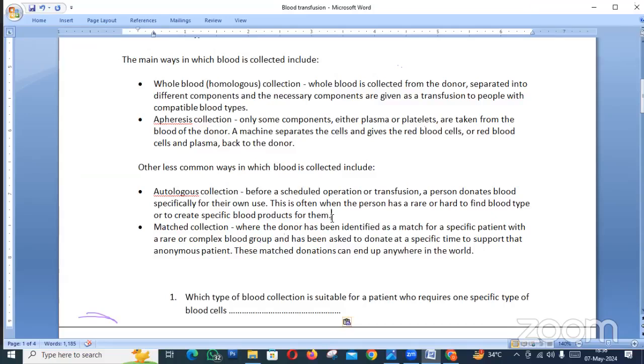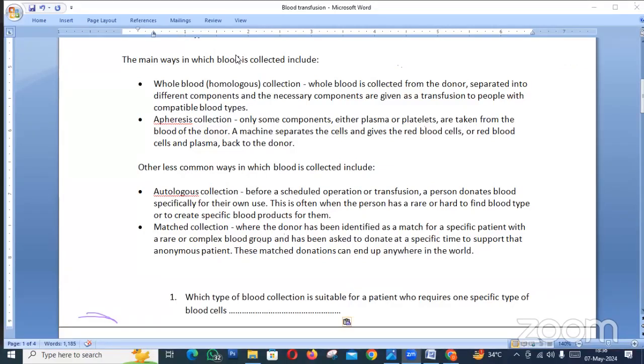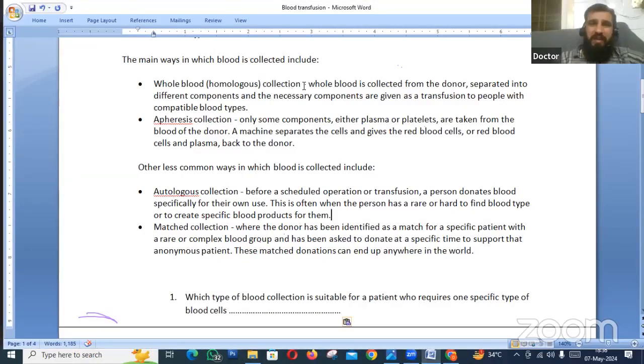Apheresis collection, very good. Even you can find something similar in the first one, but there they're mainly talking about whole blood collection. So here it is only some components. You may even take whole blood first, then get some components out of it. But this one is specific: only some components, either plasma or platelets.